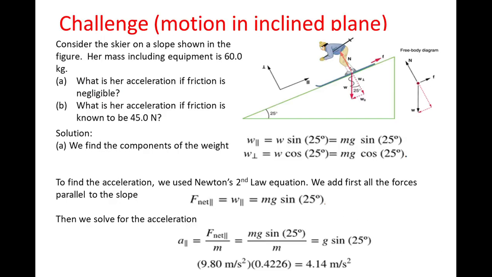Okay, so here, lastly, there is a more challenging version of the problem. So let's consider a skier on a slope shown in the figure. Let her total mass, including the equipment, be 60 kilograms. The unknown here is what is her acceleration if the friction is negligible, and next, what is her acceleration if the friction is known to be 45 newtons.